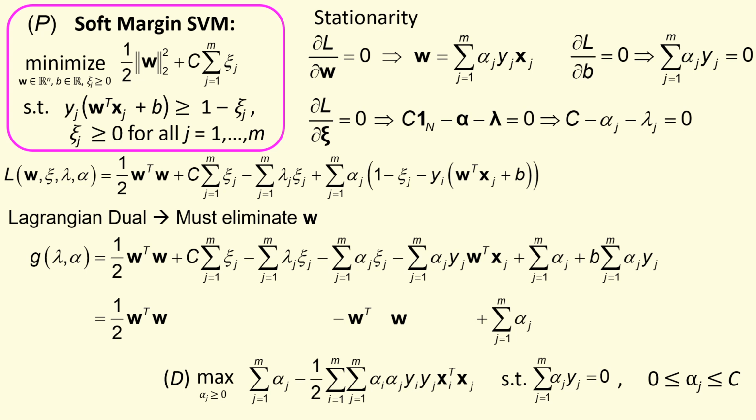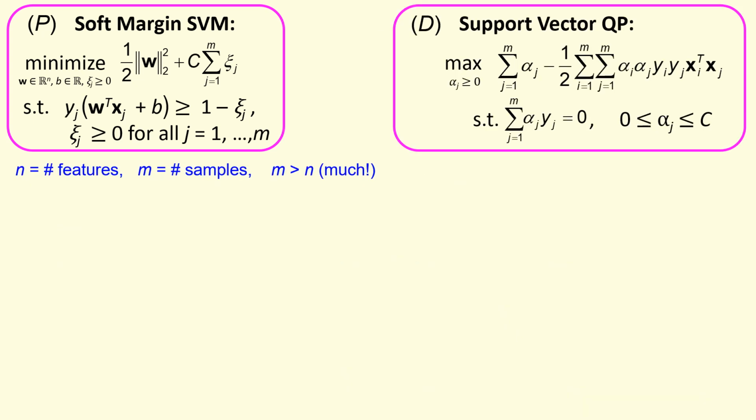So notice that our dual is actually a function of only the alphas. With our objective, our constraint, the sum equals 0, and the alphas have to be between 0 and our regularization parameter C. And so this is what's known as the dual. It's a support vector quadratic program. Maximize this objective, which is quadratic in the alphas, subject to the sum of the alpha sub j y sub j's is 0, and the alpha sub j's are between 0 and C for all j.